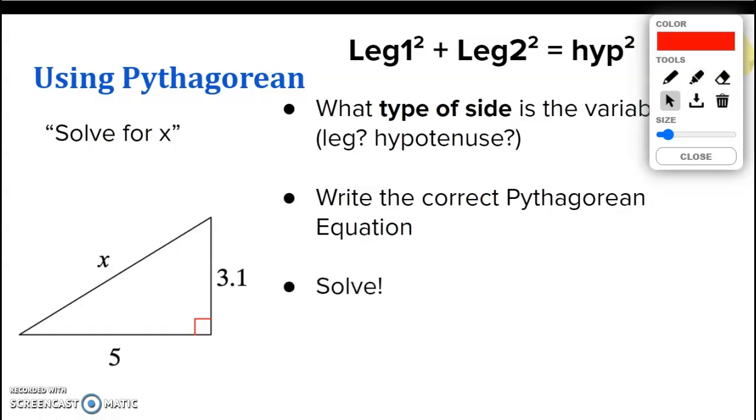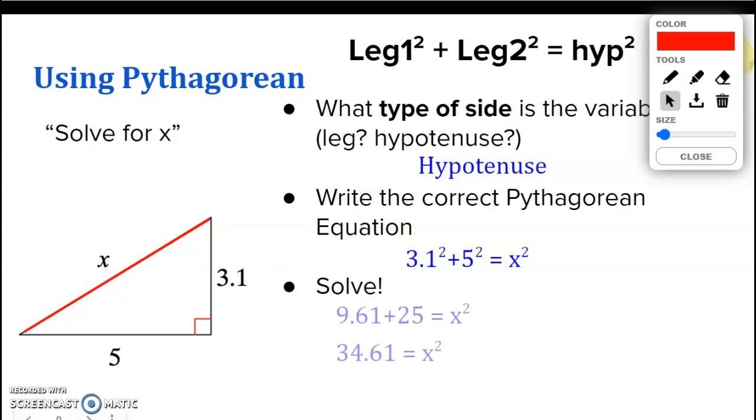And then you finally need to solve. What's the variable? x is my hypotenuse. And what about the equation? I can call this leg 1, or I can call this leg 1, it does not matter, because when you're adding, the order does not matter whether it's 3.1 squared plus 5 squared or 5 squared plus 3.1 squared. So 3.1 squared plus 5 squared is equal to x squared is my equation.